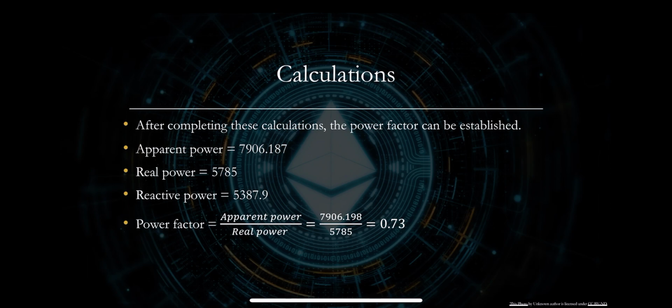After completing these calculations, the power factor can be established. We use the apparent power, which is 7906.187, and the real power, which is 5785. Power factor can be calculated by dividing the real power by the apparent power, which we found to be 0.73 as our power factor without the capacitor.